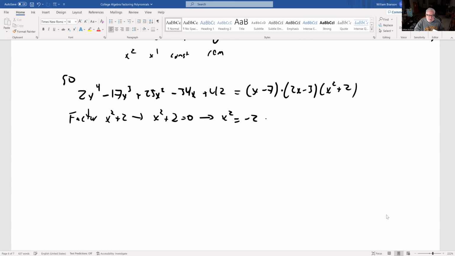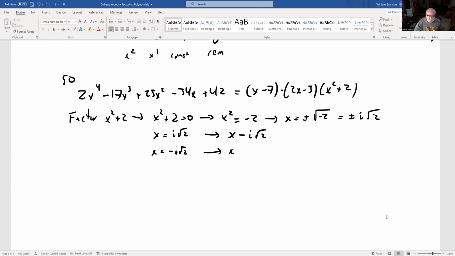It's x squared equals minus 2, which means x equals plus or minus square root of minus 2. And we know how to handle those. That's plus or minus i, because of the minus sign, times square root of 2. So our two roots are x equals i root 2 and x equals minus i root 2, which means the corresponding factors are x minus i square root of 2 and x plus i square root of 2.